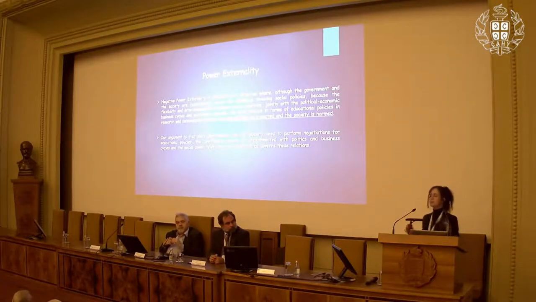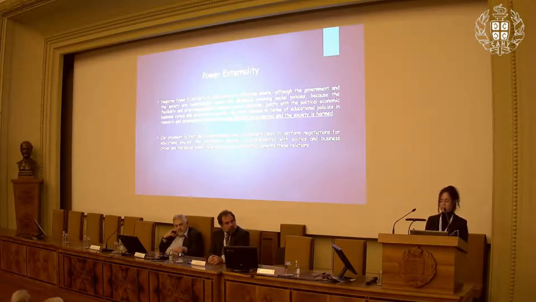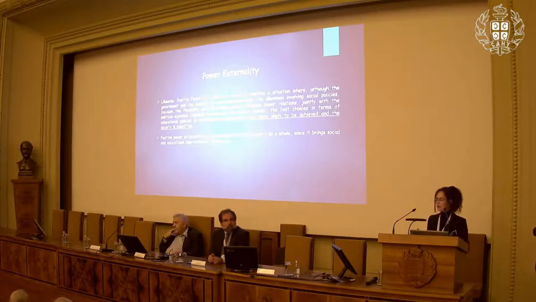Of course, there are positive power externalities. I'll describe the term in the next slide. But let's see again the argument that I put here. My argument is that since government and civil society need to perform negotiations for educational policies, the governance agenda is interconnected with politics and business cycles, and the social power relations are the arena that governs these relations, as I told you. Likewise, a positive power externality can occur.